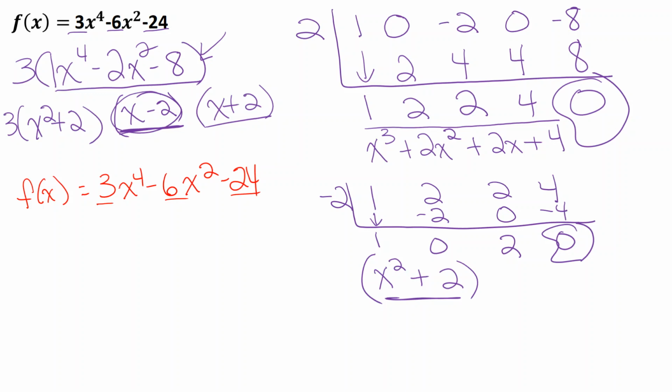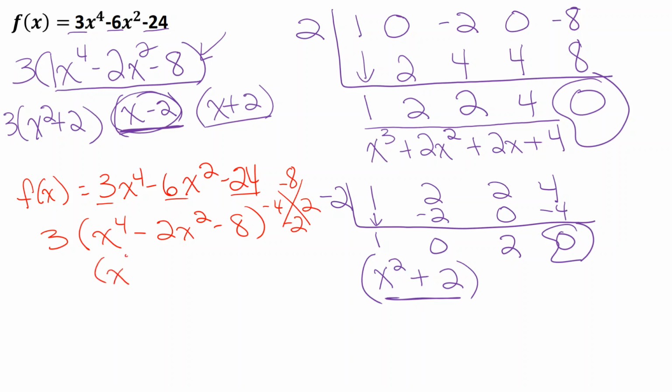Okay, so now on this problem, let's factor it a different way. Let's say we can pull our 3's out. That leaves me with x to the fourth minus 2x squared minus 8. I can actually factor that because this is a 4 and this is a 2. Two numbers that multiply together to get negative 8 and add together to get negative 2 are going to be negative 4 and positive 2. And so that would be x squared minus 4 times x squared plus 2.